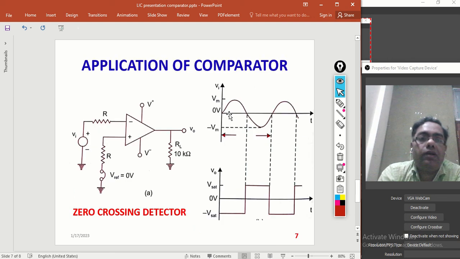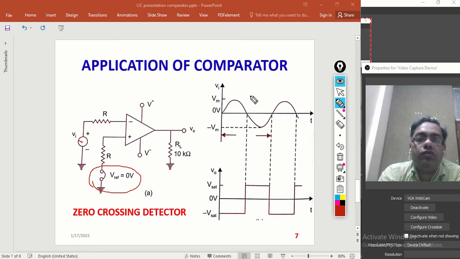Now, one of the important applications of the comparator circuit is the zero crossing detector. Here the reference voltage is made zero. So when the reference voltage, which is at the non-inverting input, is made 0, and the input voltage, an AC signal, is applied to the inverting input, we get the following.